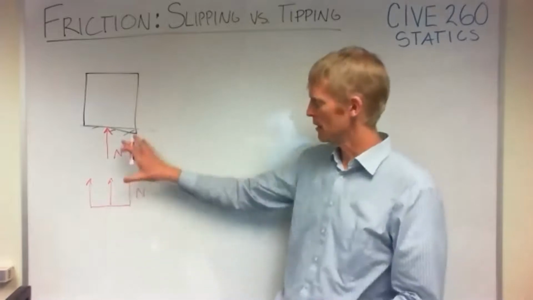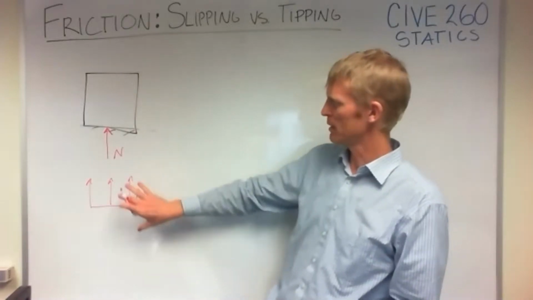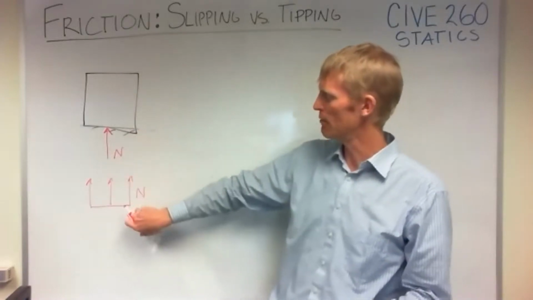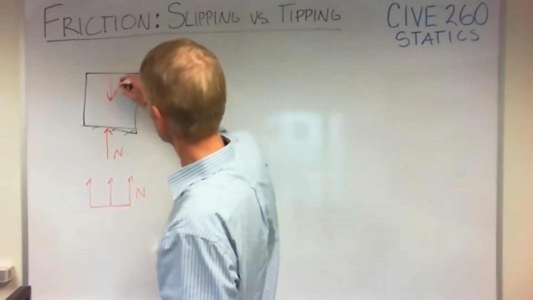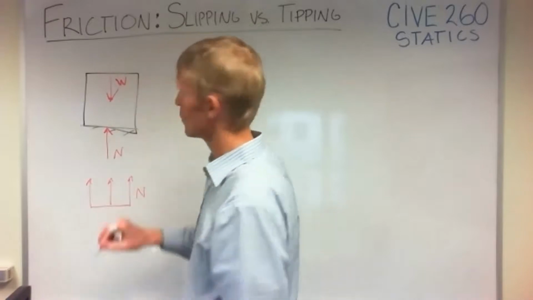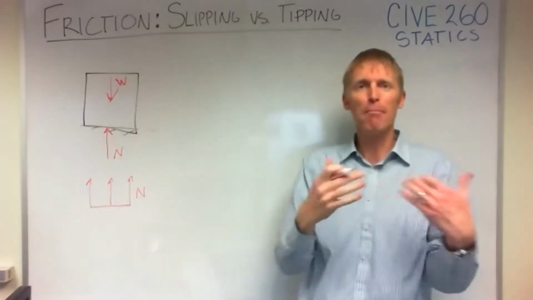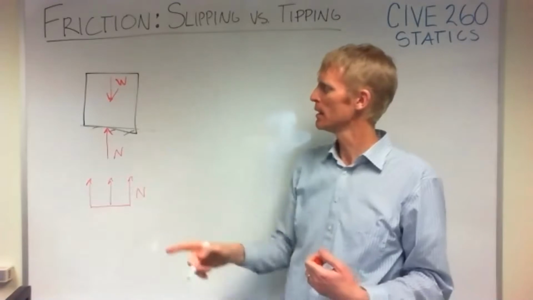So this is either our normal force or this is our normal force. Just realizing that they're equivalent to one another, but this is basically an abstraction of this. And there's going to be a weight force, right? We're here on Earth, and so we have gravitational acceleration acting upon masses, which gives us a weight.